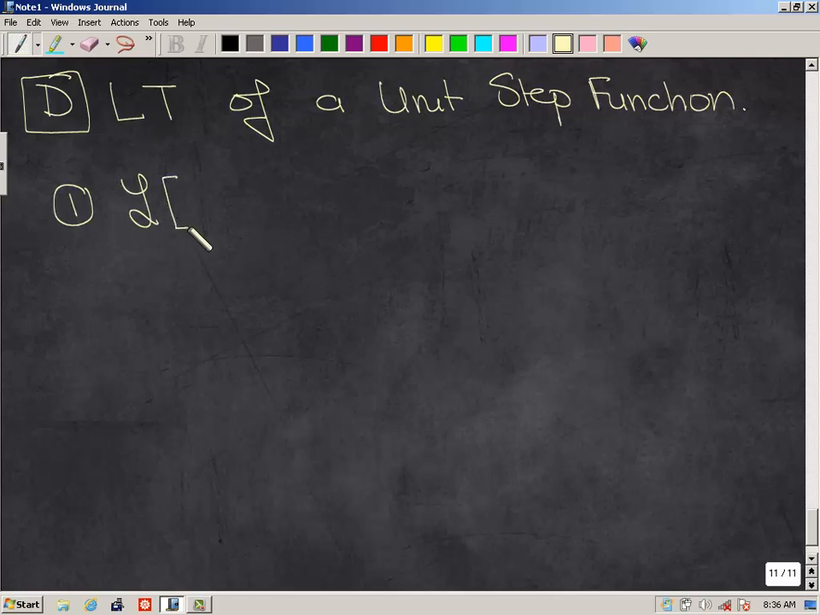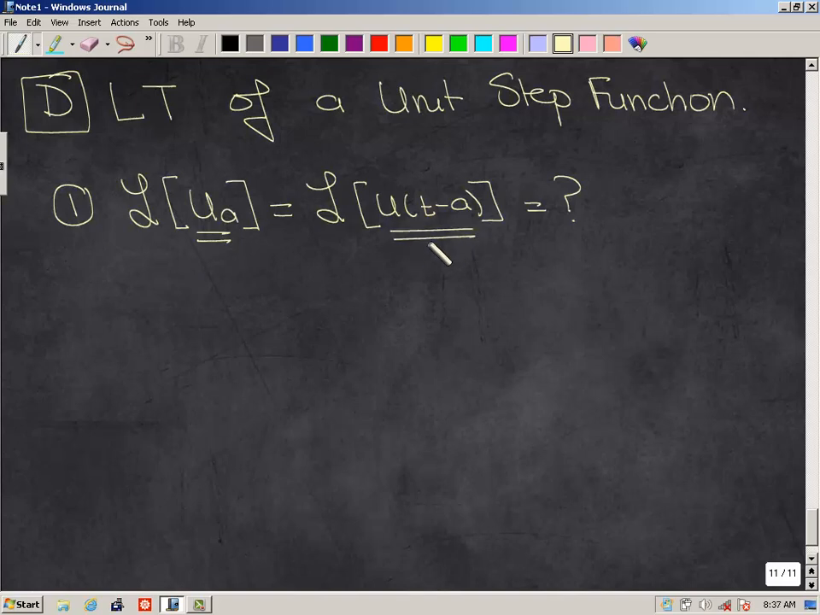What is the Laplace transform of u of a? A step function that comes on at a. Another way to write this is the Laplace transform of u of t minus a. Same thing. I'm just using the shortcut notation. A lot of books use that. Our book uses this notation, but I prefer writing the other one.